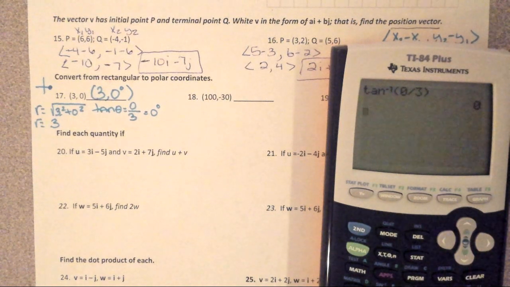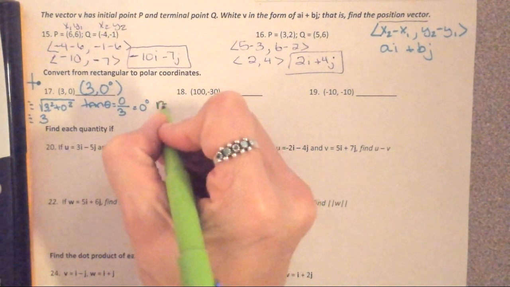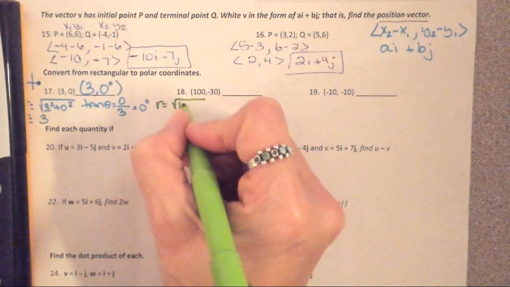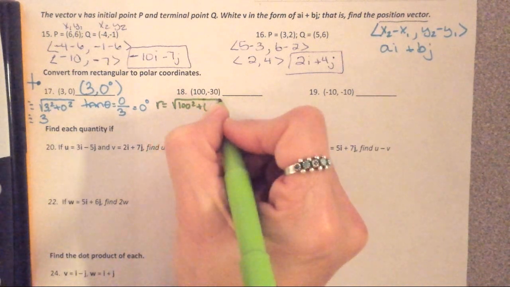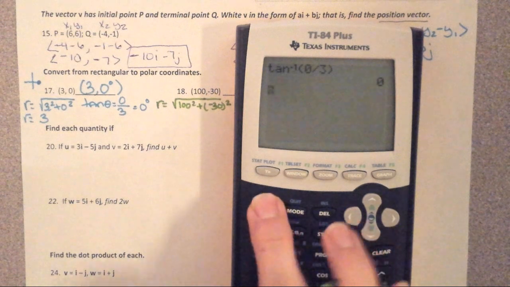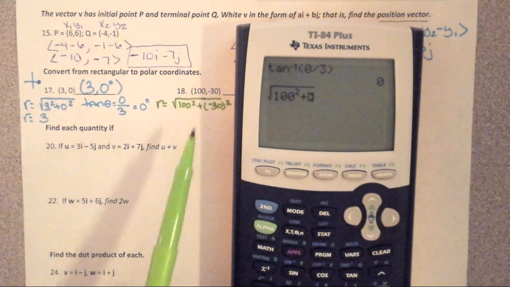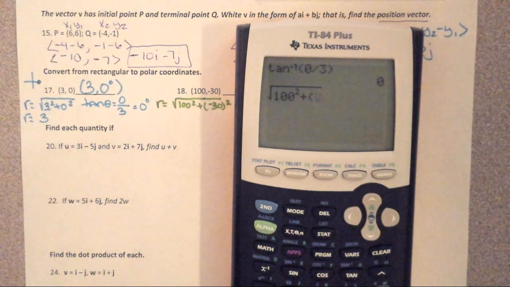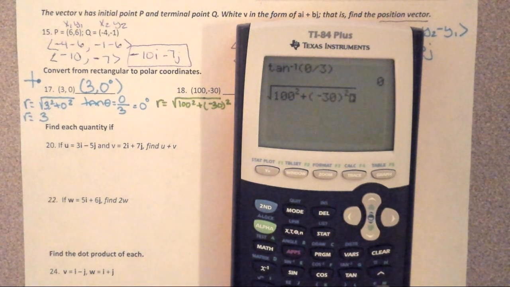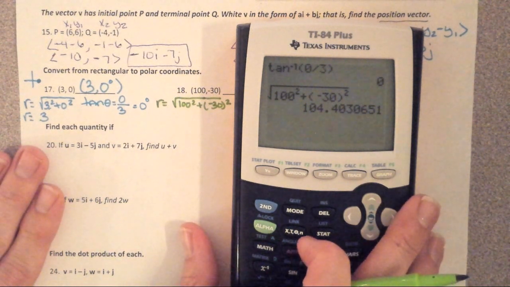Okay, we're going to do 18 the same way. First thing we're going to do is find our R. R is equal to the square root of x squared plus y squared. Remember, we talked about this a lot in class. If you don't put this negative in parentheses and square on the outside, you will not get the right answer. So my R is going to be 104.4.